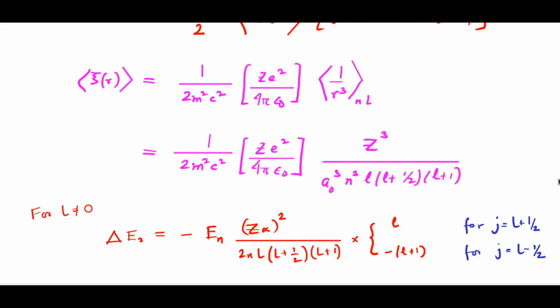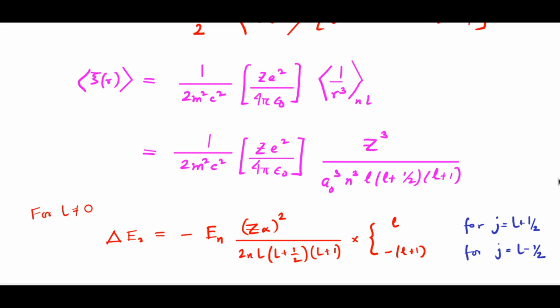The n, l dependence is slightly more complicated. It turns out to be n cube times l into l plus half into l plus 1. Note that for l equal to 0 this would have diverged, but we have already seen that the l equal to 0 case has no spin orbit splitting, so we can safely ignore that. Now putting all of these together and using the fact that J can take two distinct values, l plus half and l minus half, it takes a small bit of algebra to calculate delta E2 and put it in this particular form that you can see on your screen right now.